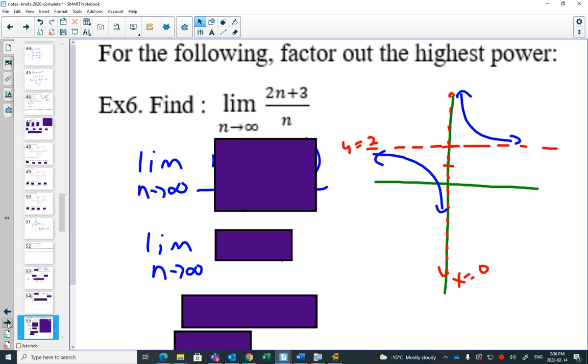And if you wanted to plot certain points in here, you could plug in values. Like, for example, if I plug in 1 for n, I'd get 1 comma 5. If I plug in -1 for n, -2 plus 3 is 1 divided by -1. So I could find some points on my graph rather easily.